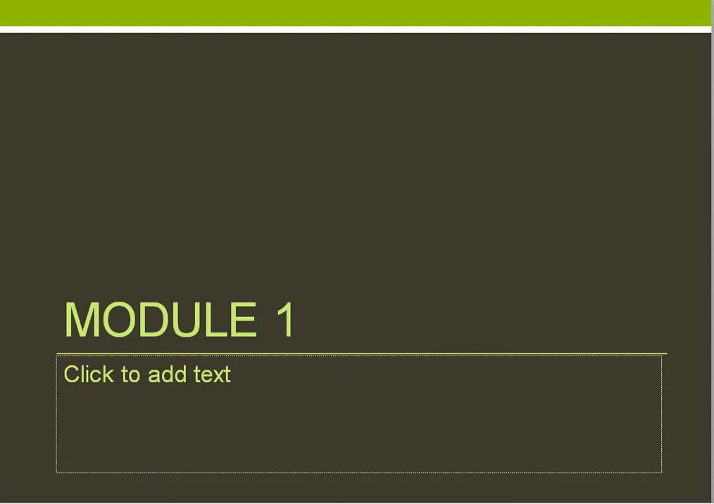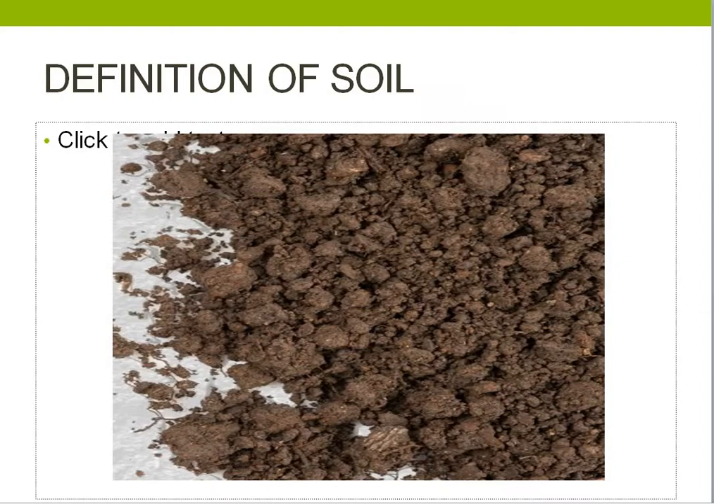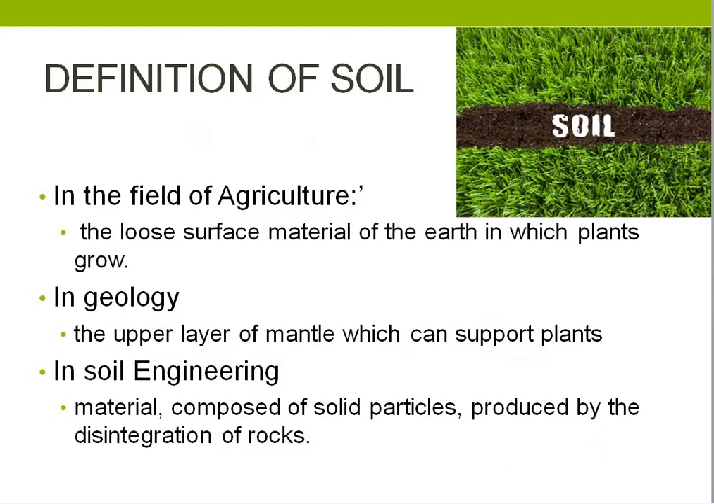The first topic, as usual, is about what is soil. One must begin this course, Geotechnical Engineering, by understanding the material soil. So, what is soil and where does it come from? Although it is a very familiar term, soil has various meanings depending upon the field in which it is used. For example, in the field of agriculture, an agriculturist calls soil a substance which supports plant life, that is, the loose surface material of the earth in which plants grow.